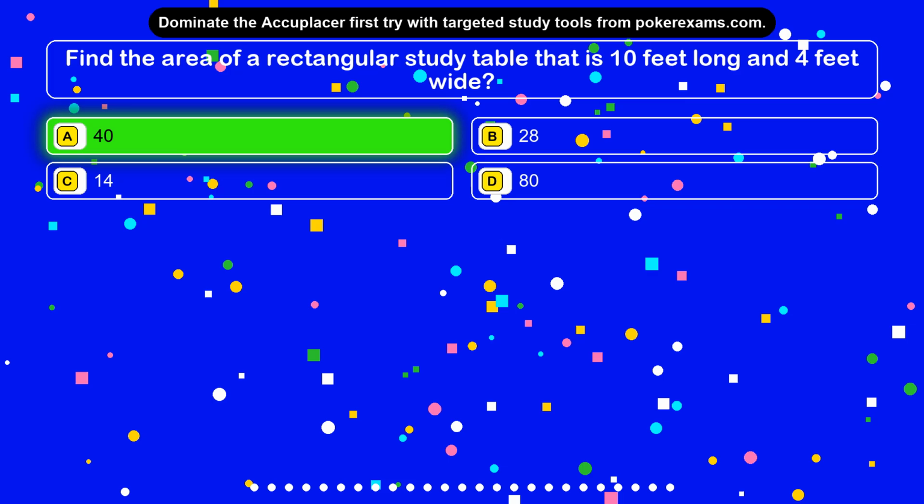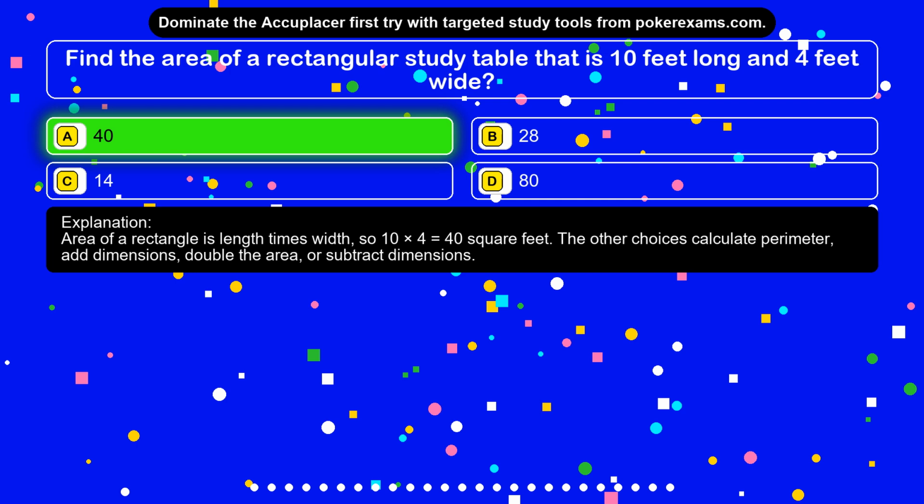The correct answer is option A, 40. Area of a rectangle is length times width, so 10 times 4 equals 40 square feet. The other choices calculate perimeter, add dimensions, double the area, or subtract dimensions.